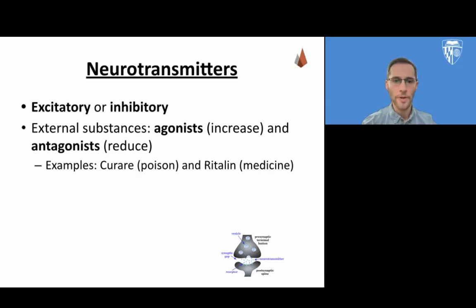In contrast to poisons, some medicinal agonists include drugs like Ritalin or cocaine, increasing the availability of neurotransmitters like norepinephrine, which has the effect of increasing arousal, wakefulness, or concentration.